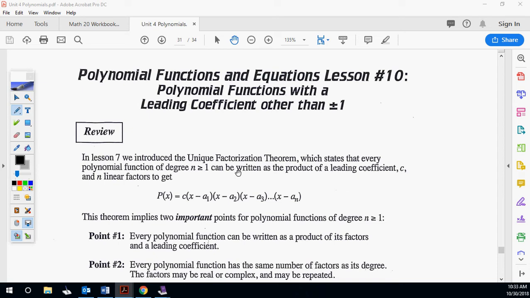Polynomial functions and equations, lesson 10, so last one. Polynomial functions with a leading coefficient other than 1. So that's when we have that 1 in front. A couple of you guys struggled on your review a little bit because we haven't been talking about those much, because we haven't done the lesson yet. But on your review, there's a couple ones where you have to think about it.